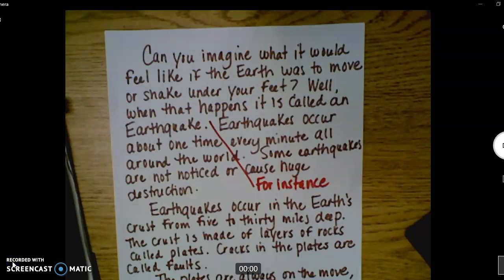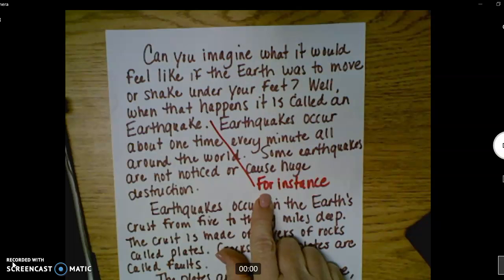So I will begin by reading my paragraph. Can you imagine what it would feel like if the earth was to move or shake under your feet? Well, when that happens, it's called an earthquake. Earthquakes occur about one time every minute all around the world. Some earthquakes are not noticed or cause huge destruction. I decided to use the transition phrase for instance.